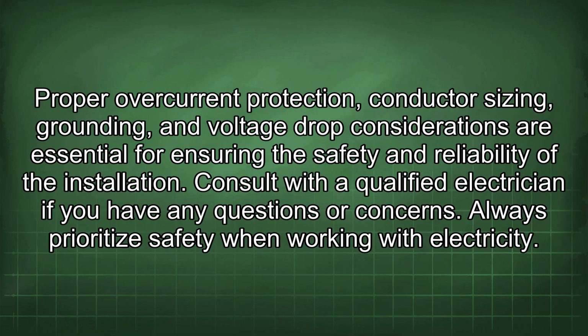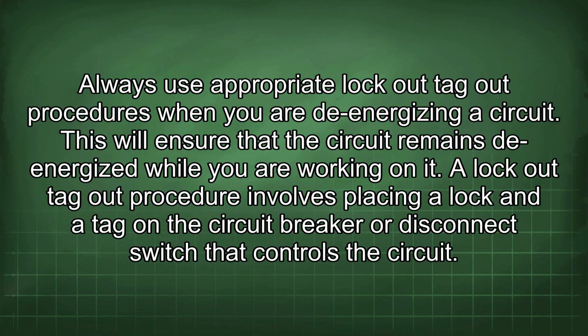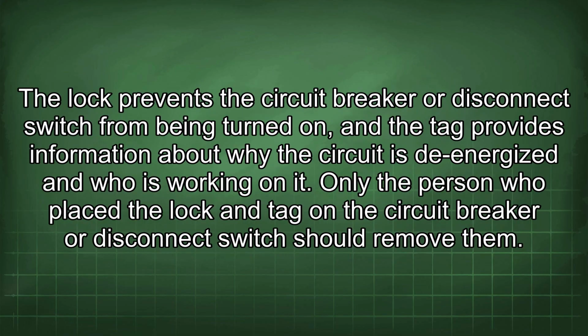Always prioritize safety when working with electricity. Always use appropriate lockout-tagout procedures when you are de-energizing a circuit. This will ensure that the circuit remains de-energized while you are working on it. A lockout-tagout procedure involves placing a lock and a tag on the circuit breaker or disconnect switch that controls the circuit. The lock prevents the circuit breaker or disconnect switch from being turned on, and the tag provides information about why the circuit is de-energized and who is working on it.